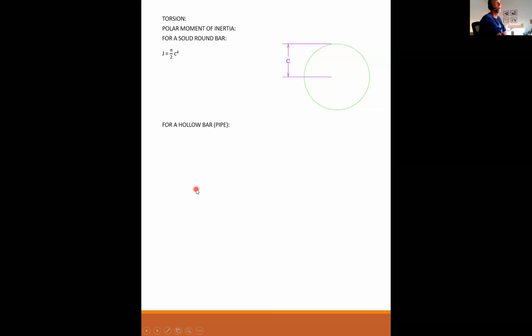If you have a hollow bar, otherwise known as a pipe, that has an outside radius and an inside radius, then the polar moment of inertia for a hollow pipe is pi over 2, outside radius to the fourth minus the inside radius to the fourth. Any questions on polar moment of inertia?